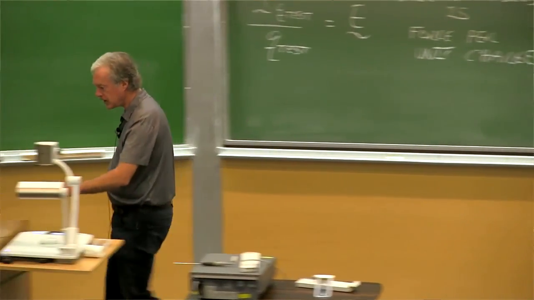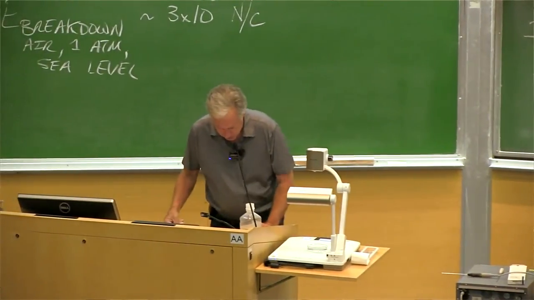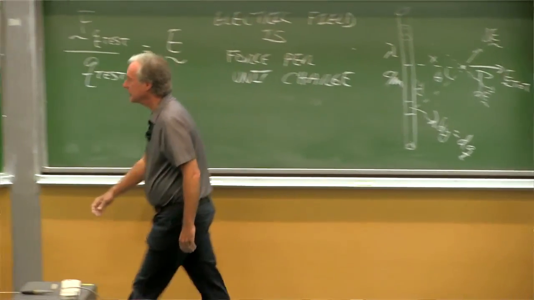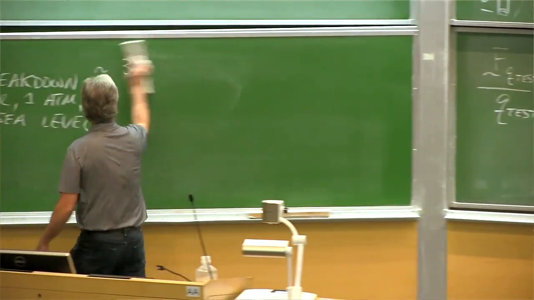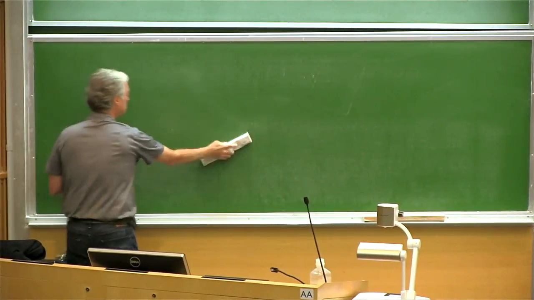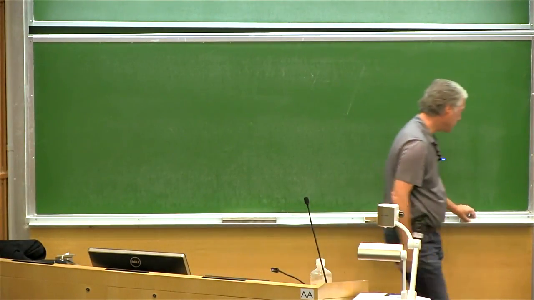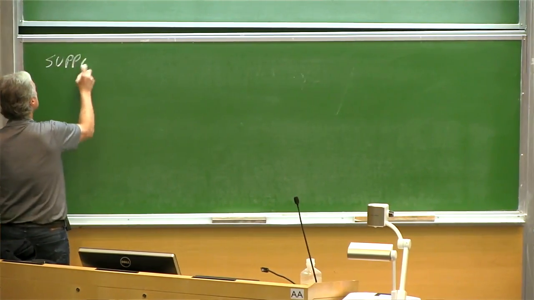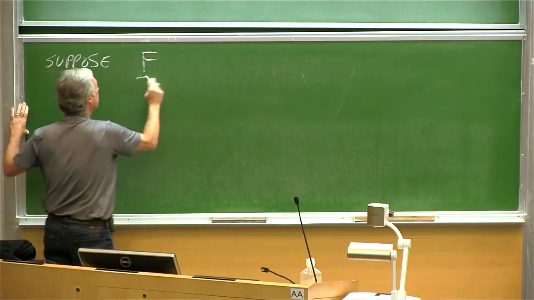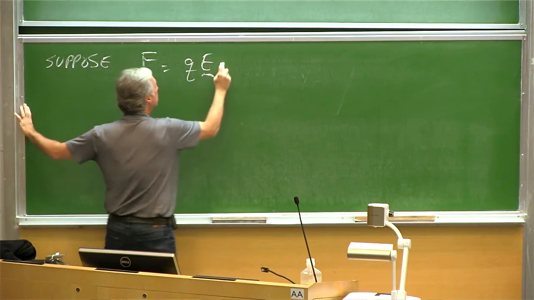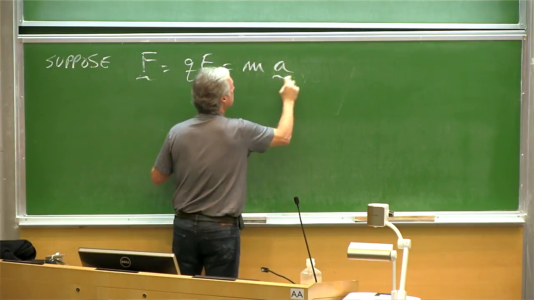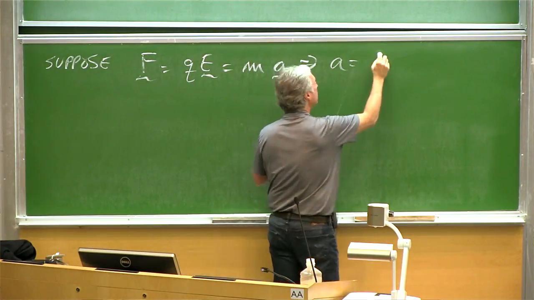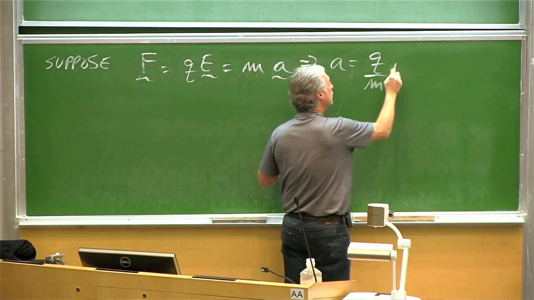Okay, so let's see, what time are we at? Oh, there's still time. The excitement continues. Now, let us do an application. Let's look at that example that Raman just did for us and think about it, folks. Suppose F equals QE equals MA. Then the acceleration is QE over M.